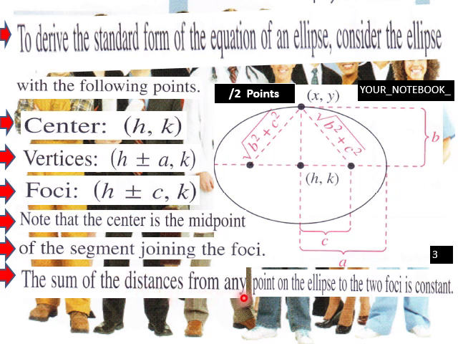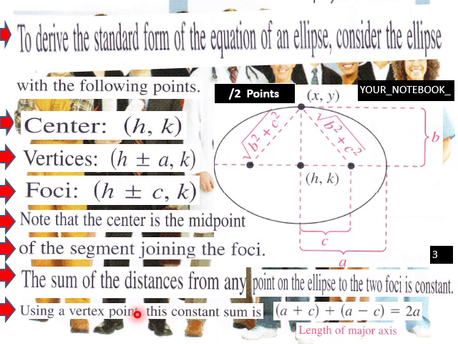The sum of the distances from any point on the ellipse to the two foci is constant. So again, we go back to the pencil idea, where we have d1 and d2, and as you move around the ellipse, those two distances remain constant when you add d1 and d2. Using a vertex point, this constant sum is a plus c plus a minus c, which equals 2a. So the length of the major axis would be 2a. This ellipse right here, this is your major axis, and it's 2 times a.